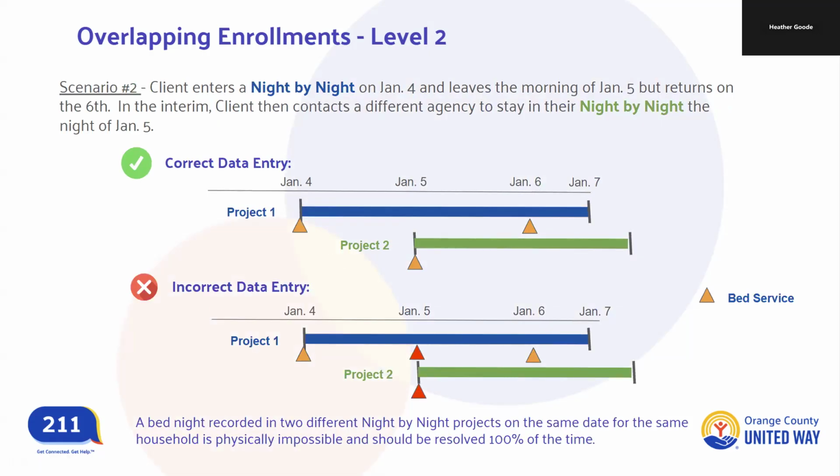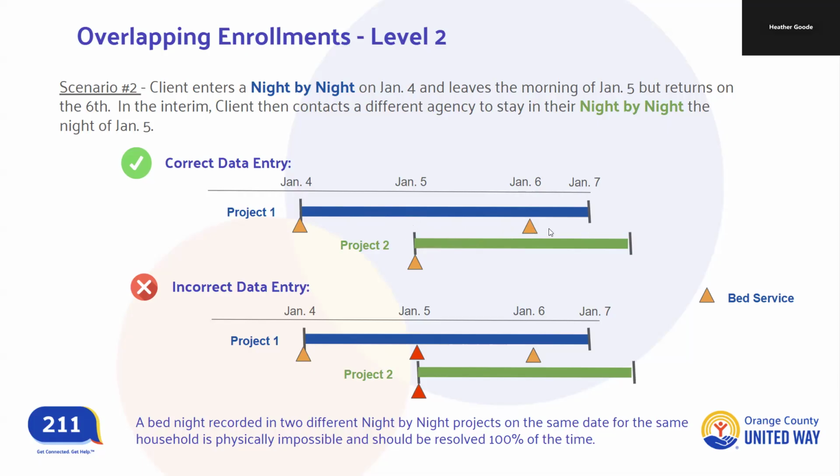So the second scenario is where a client enters a night by night on January 4th and leaves in the morning of January 5th, but returns on the 6th. And in the interim, the client contacts a different agency on the 5th to stay in the night by night, and then stays on through. So you can see the correct data entry here, where they start the project and a bed night service is entered on January 4th, but on January 5th, because they did not stay the night, a bed night service was not entered. And then on the 6th, where the client did stay the night again, a service was entered.